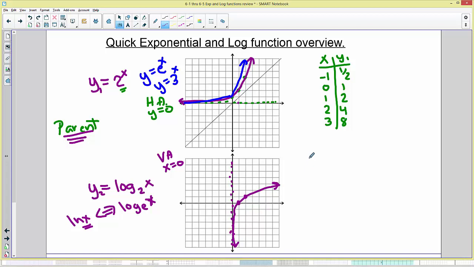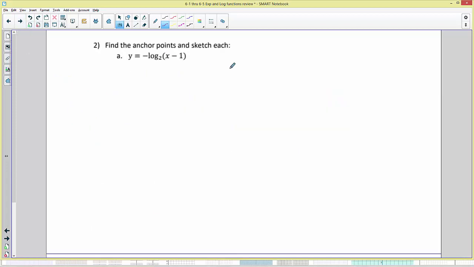Okay, we also want to make sure that we remember all our transformations from quadratics, from square root functions, from all kinds of other functions, because they all apply here for horizontal shifts, vertical shifts, reflection over the y-axis, and reflection over the x-axis. So I will go over those briefly when I'm doing the problems that cover those, but you should also have a good understanding of that before you go any further. Okay, so let's do some problems. Find the anchor points and sketch each of these graphs.